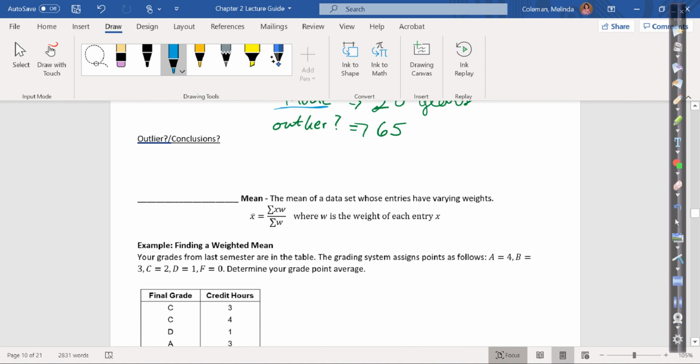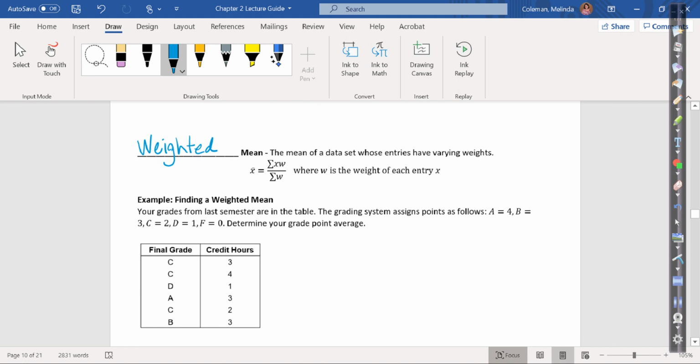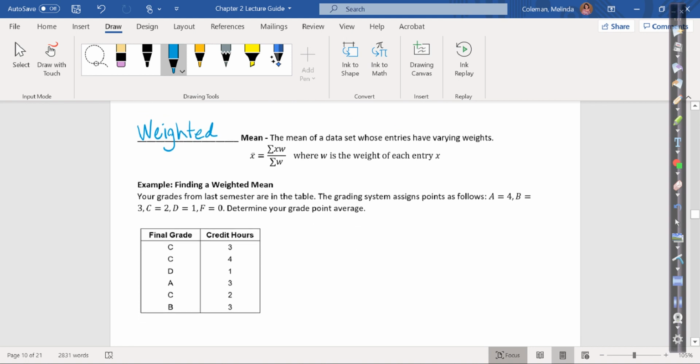And again, you'll have to just look at your data sets and see how all that factors into what you're doing. Next thing we talk about is a weighted mean. A weighted mean is a data set whose entries have varying weights. Truthfully, the way I calculated the average on my calculator for the previous problem was almost weighting them, because I didn't want to have to type in 20 plus 20 plus 20 plus 20.